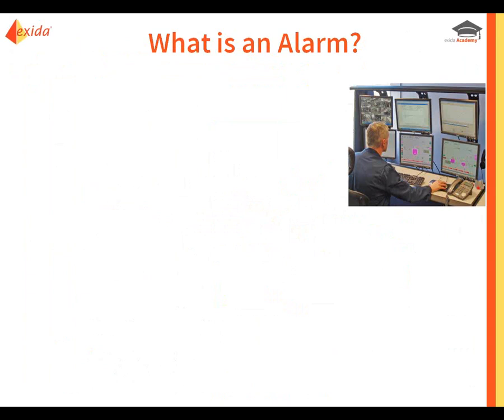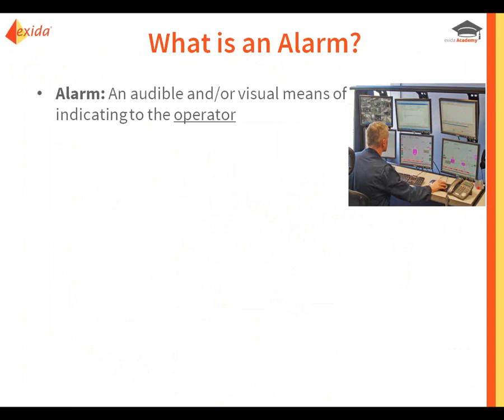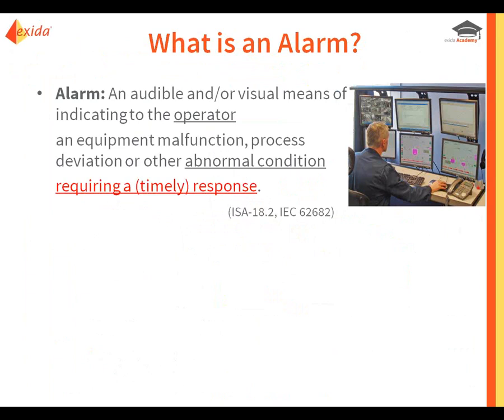So looking again at the definition of a master alarm database, it's for documenting information about alarms. So what is an alarm, or what do we mean by an alarm? In the context of the standards, an alarm has a specific meaning, and it's supposed to be used for a specific thing. It's supposed to indicate an audible and or visual means of indicating to the operator an equipment malfunction, process deviation, or other abnormal condition requiring a timely response.